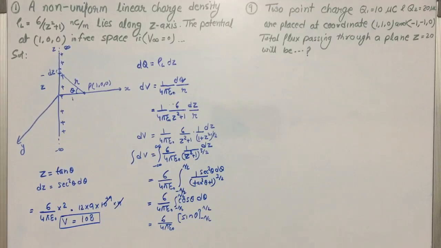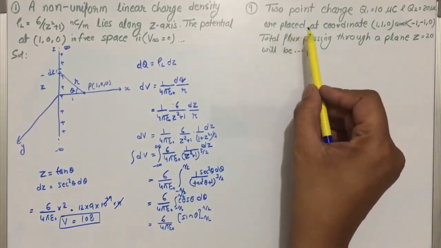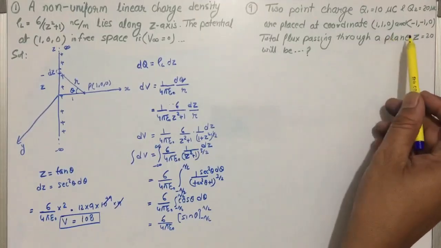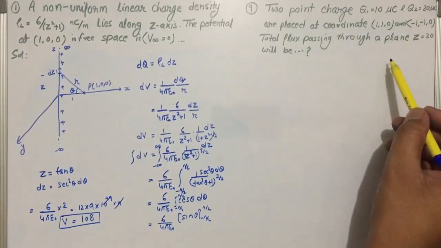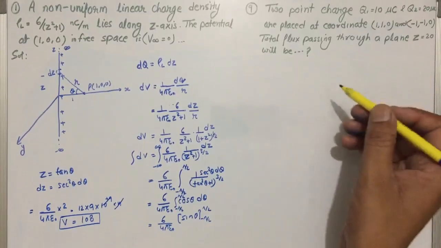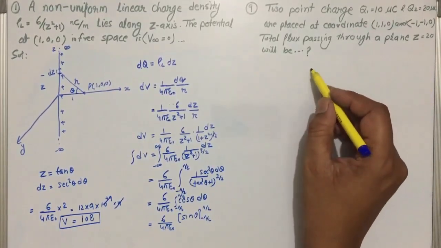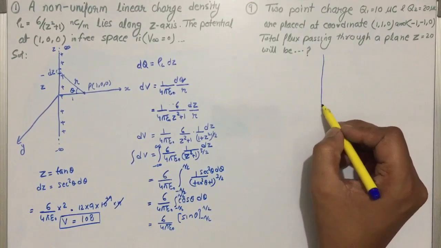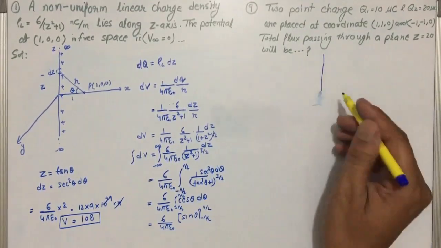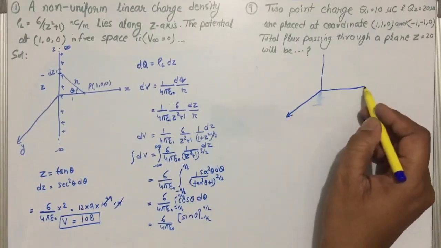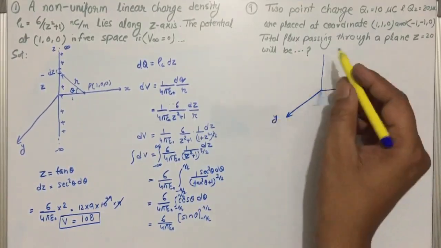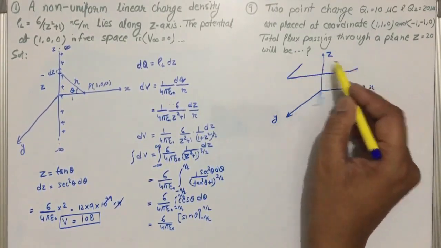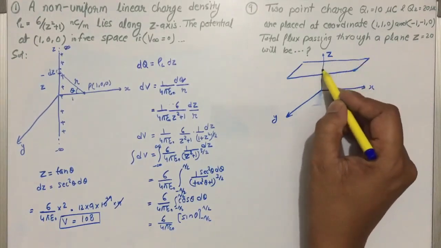Okay, now let us come to the next question, that is two point charges Q1 and Q2 placed at these coordinates. The total flux passing through the plane z is equal to 0 will be. So here we will consider a plane at z is equal to 20, with x, y and z axes. Consider a plane at z is equal to 20.